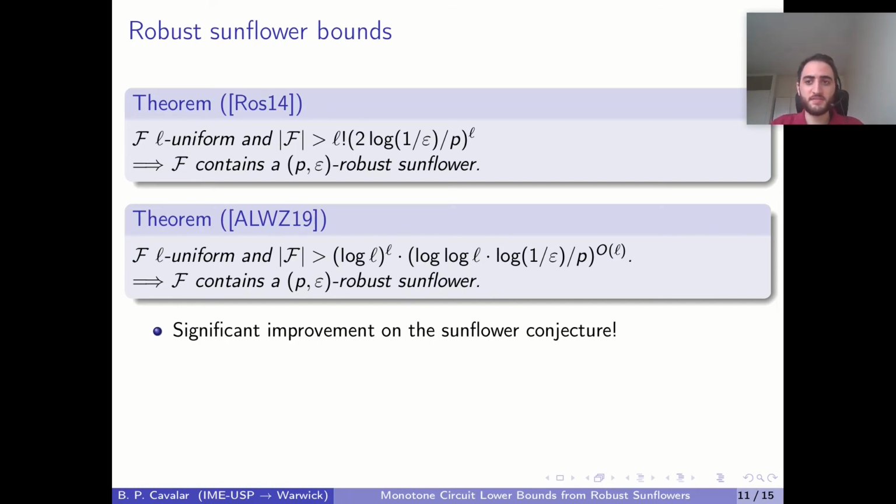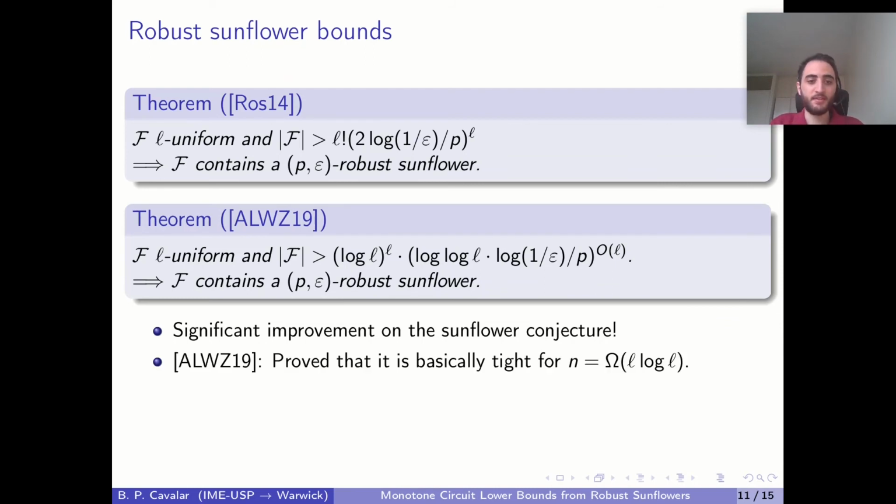This gives a significant improvement on the sunflower conjecture. In other words, this gives bounds also on the size of families that do not contain a sunflower. You can do that by showing that every robust sunflower with the right parameters also contains a sunflower. And Alweiss, Lovett, Wu, and Zhang proved that their bound is basically tight when n is omega of L log L.